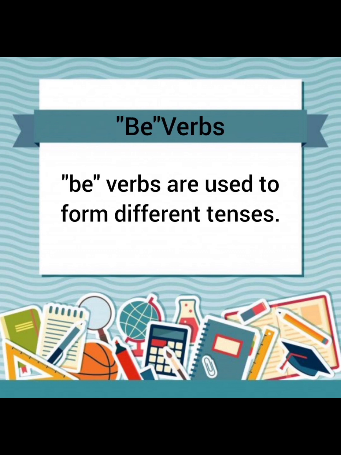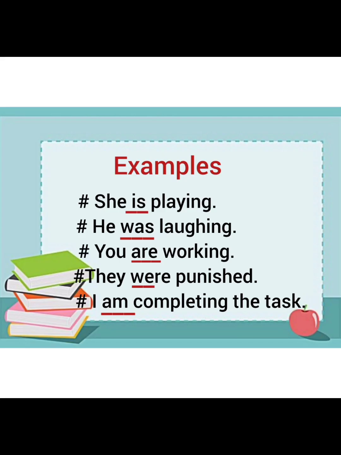Be verbs are used to form different tenses. Be verbs are is, am, are, was, were. For example, she is playing. He was laughing. You are working. They were punished. I am completing the task. In all these sentences, is, am, are, was, were, helping verbs and be verbs, they are used here and they are basically helping to show the tense of the sentence.